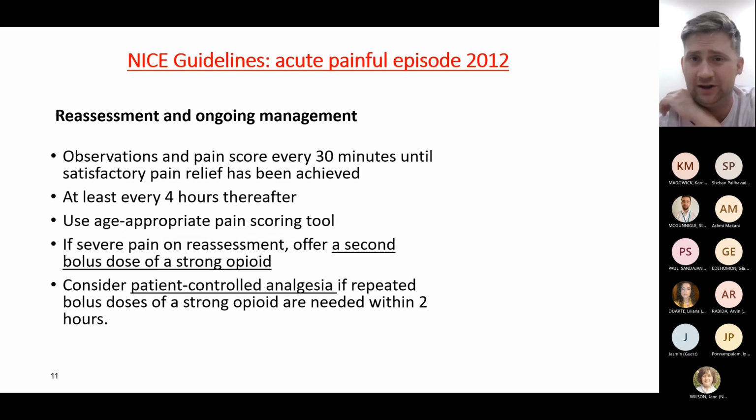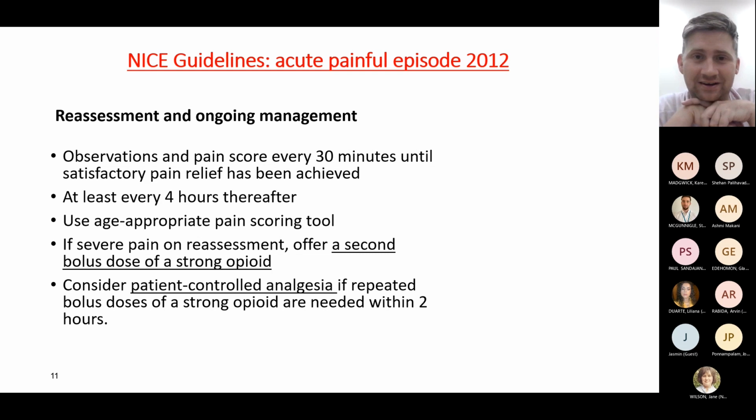Okay, so now we're going to look at how to reassess and the ongoing management. So we need to do our observation and pain score every 30 minutes until satisfactory pain relief has been achieved. We need to be constantly reassessing. And I know this is really difficult in busy ward life, busy A&E life. You've got all these patients. However, we can't give a dose of painkillers and think that's it. They're done for, say, 4 hours so they can have their next dose.